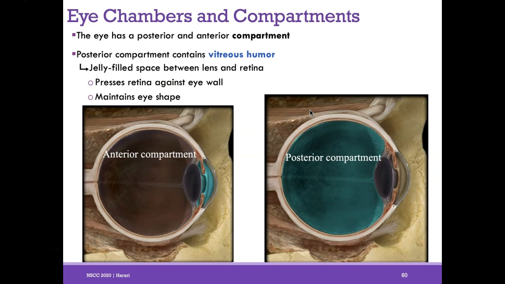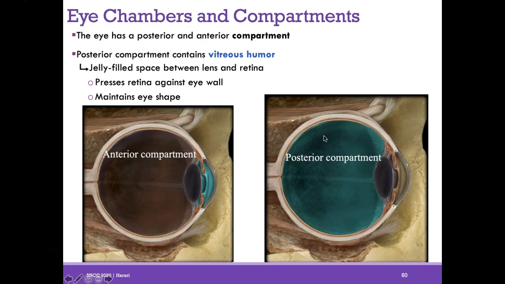So there are chambers and compartments of the eye. We'll talk about compartments first. So the eye has an anterior compartment and a posterior compartment. We'll talk about the posterior compartment first. It contains vitreous humor, which is that jelly-like substance that's between the lens and the retina. And the purpose of this vitreous humor is to press the retina against the eye wall.